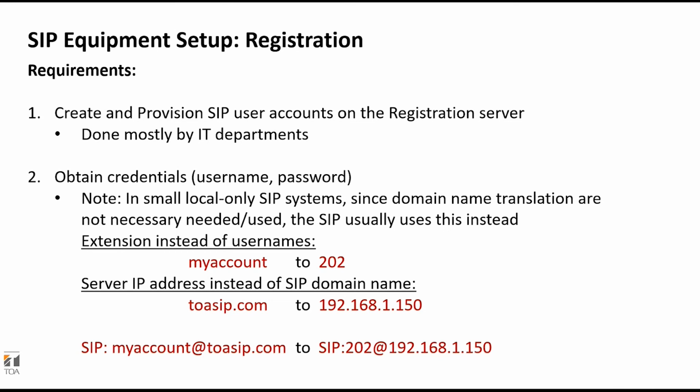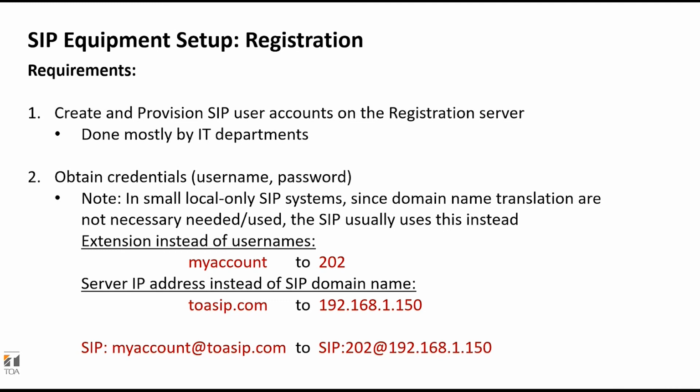Now, oftentimes, I've seen this a lot, SIP devices are mostly local. That means that they don't see the wider internet. They don't go to the cloud. In this scenario, it's more efficient to do away with domain names. And instead of using usernames, you have extensions instead. And instead of the domain name, you use the IP address.